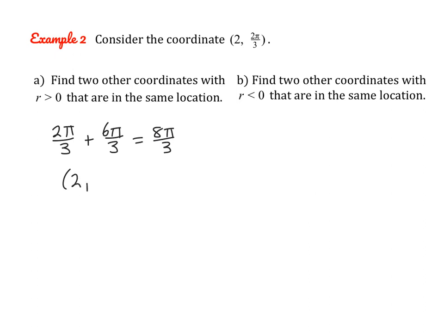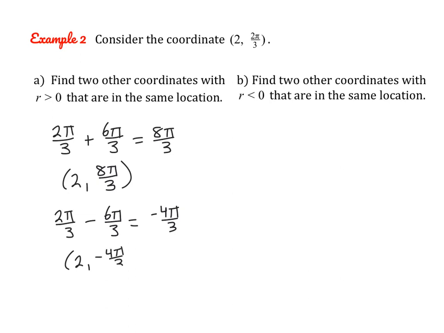So one coordinate that would be in the exact same place is 2, 8 pi over 3. I could also find a coterminal angle heading in the negative direction, giving us negative 4 pi over 3. So 2, negative 4 pi over 3 falls in exactly the same spot.